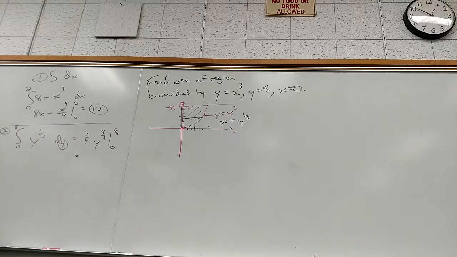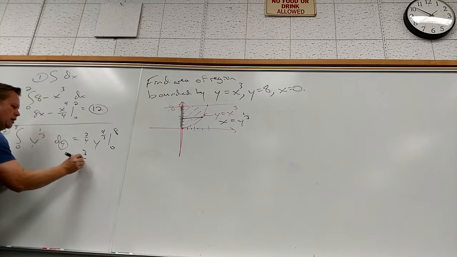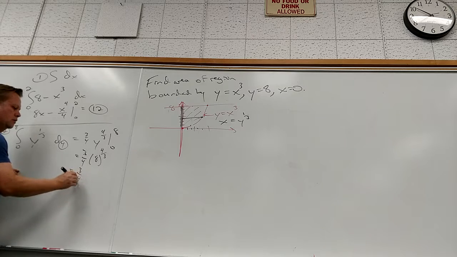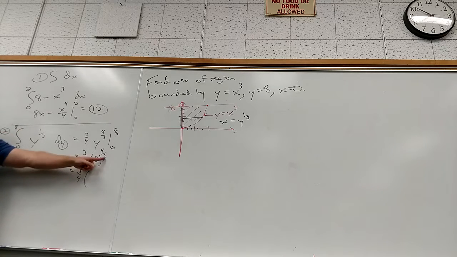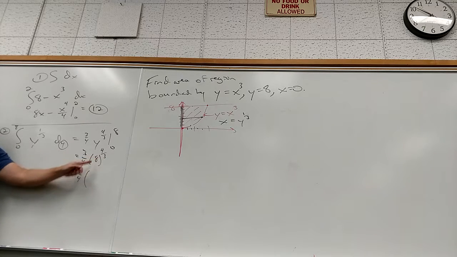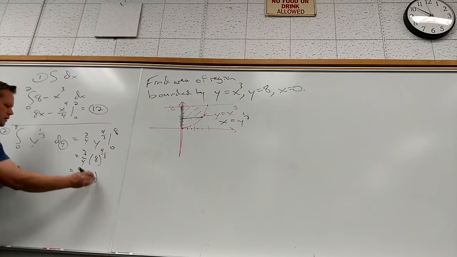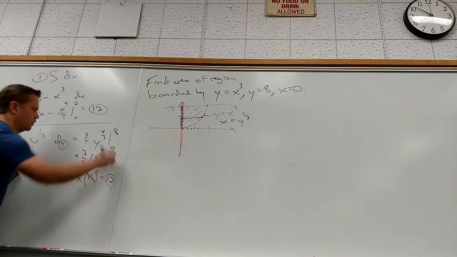Again, one limit is 0. That's nice. When I put an 8 in there, how do you do this by hand? First, what's the 3 on the bottom mean? Cube root. The cube root of 8 is 2, to the 4th power is 16. 4 goes into 16. 4 times 4 times 3 is 12.